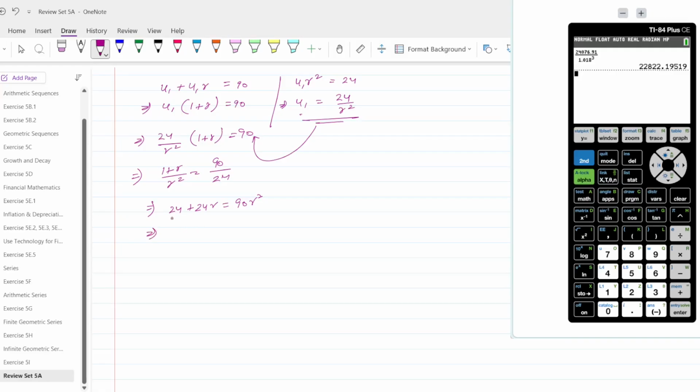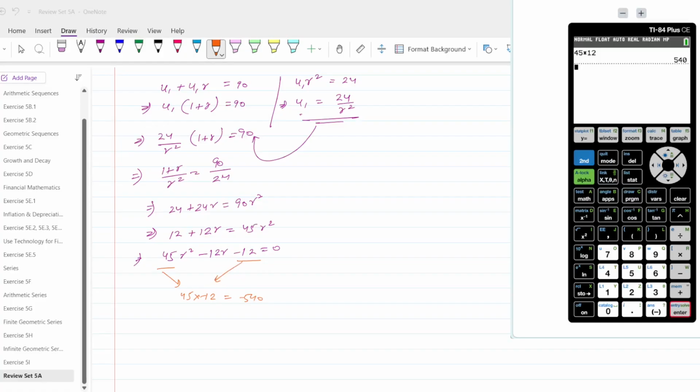Taking 2 common from both sides, we are left with 12 plus 12r equals 45r square. Taking everything on one side, 45r square minus 12r minus 12 equals 0. Now solving this quadratic equation, so this is 45, this is negative 12. If we multiply 45 with negative 12, we get negative 540.